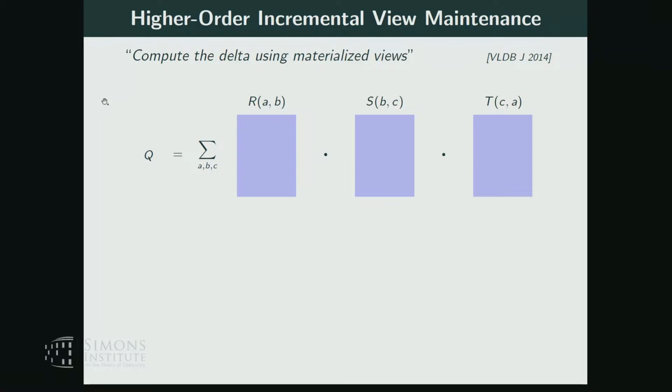In this case, I want to show you what I can do for this query. For instance, I can join S and T and get a materialized view that sums over C, and then I only keep B and A.